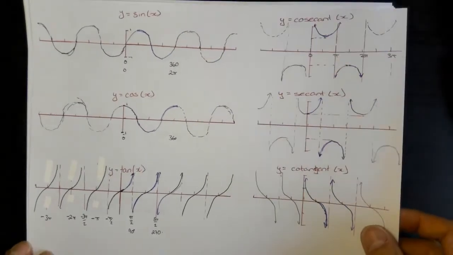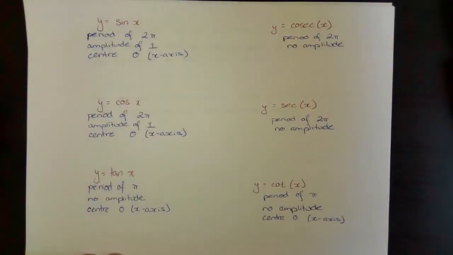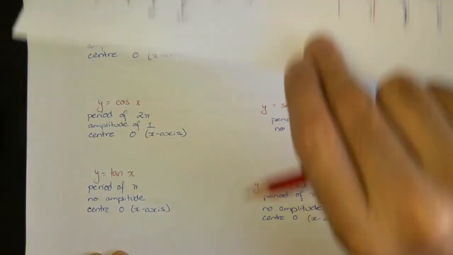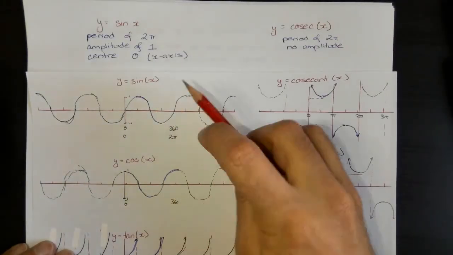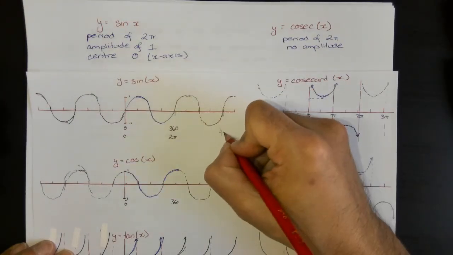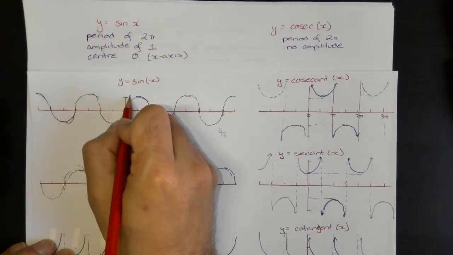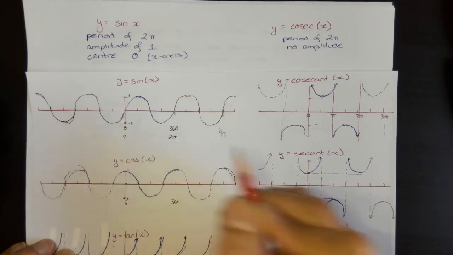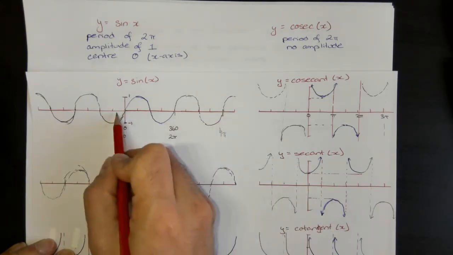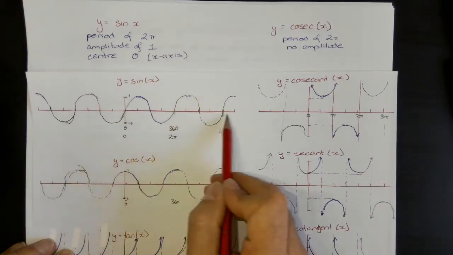So we state that y equals sine x has a period of 2 pi, so that every 2 pi it repeats itself. There's one cycle, and then the next cycle. That would be 4 pi. It has an amplitude of 1, so the maximum and minimum is 1 unit away from the center, and the center is 0 at this stage.